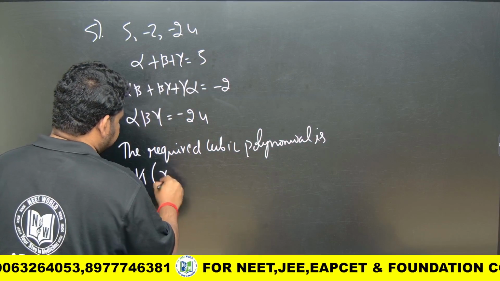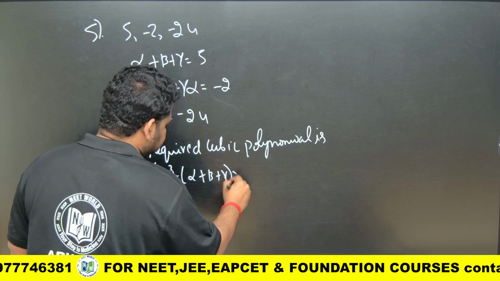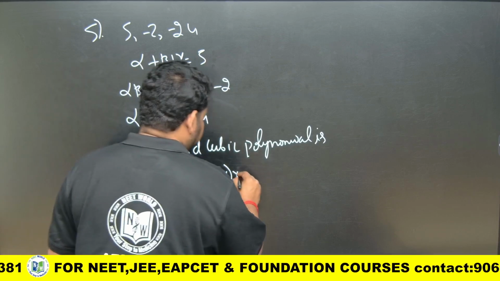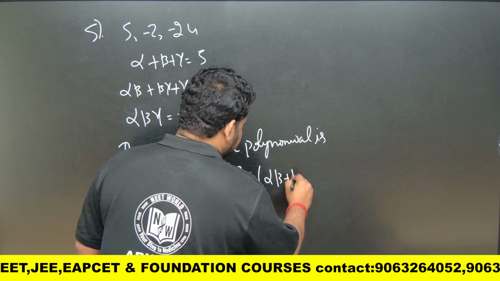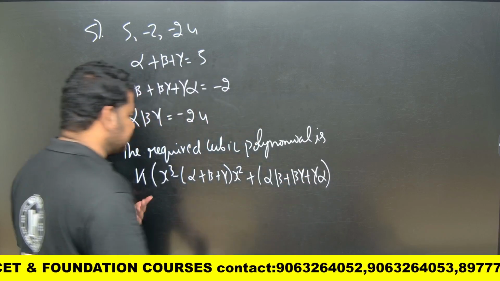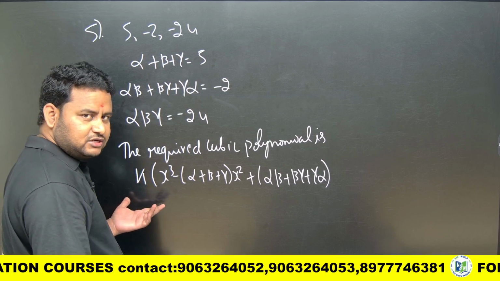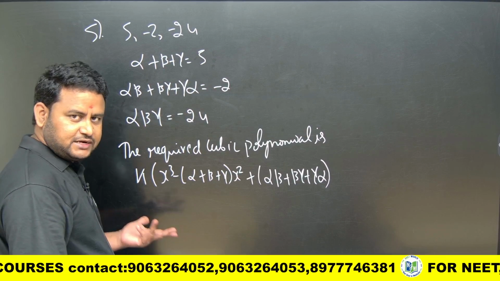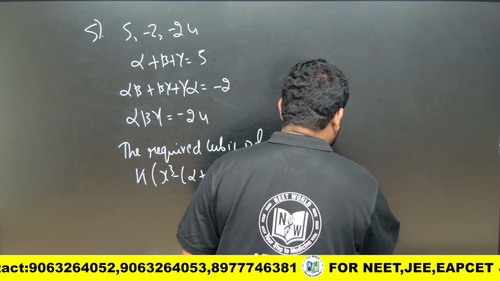k into x cube minus (alpha plus beta plus gamma) x square plus (alpha beta plus beta gamma plus gamma alpha) x minus alpha beta gamma. Why I am writing k is, if there is a fractional value, we can put k equal to that fractional value, or if there is no fractional value, you can remove k, or put k equal to 1. No harm in keeping k.